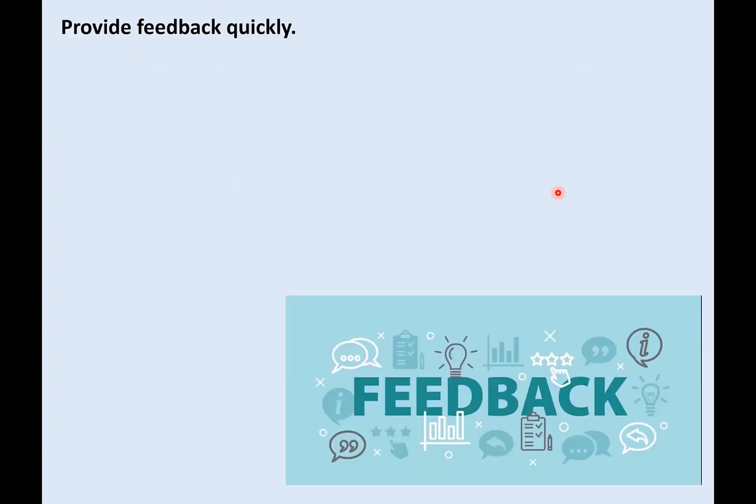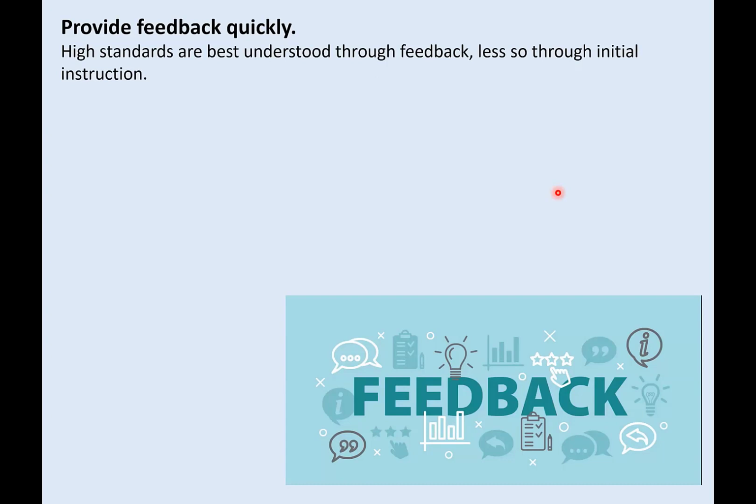You also need to provide feedback quickly. And feedback is not solely a score. Feedback should be a little deeper, and we'll get into this here. One of the things that studies have shown, I did not realize this, but actually from my experience it makes a lot of sense, is that high standards are best understood through feedback, less so through the initial instructions. So you might give a very detailed instruction, and then students may not get it, like for an oral presentation or something like that.